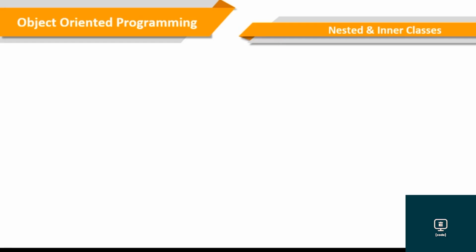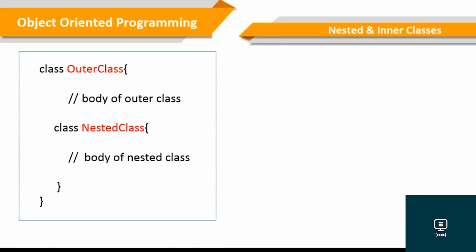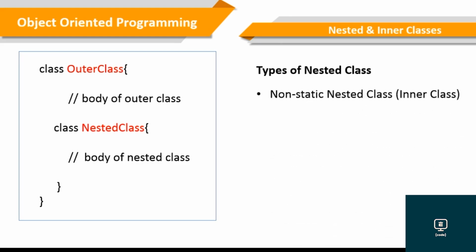Nested and inner class. In Java, we may define a class within another class, and this class is known as a nested class. There are two types of nested classes in Java. The first one is the non-static nested class, known as an inner class. And the second one is the static nested class. So let's talk about non-static nested classes first.